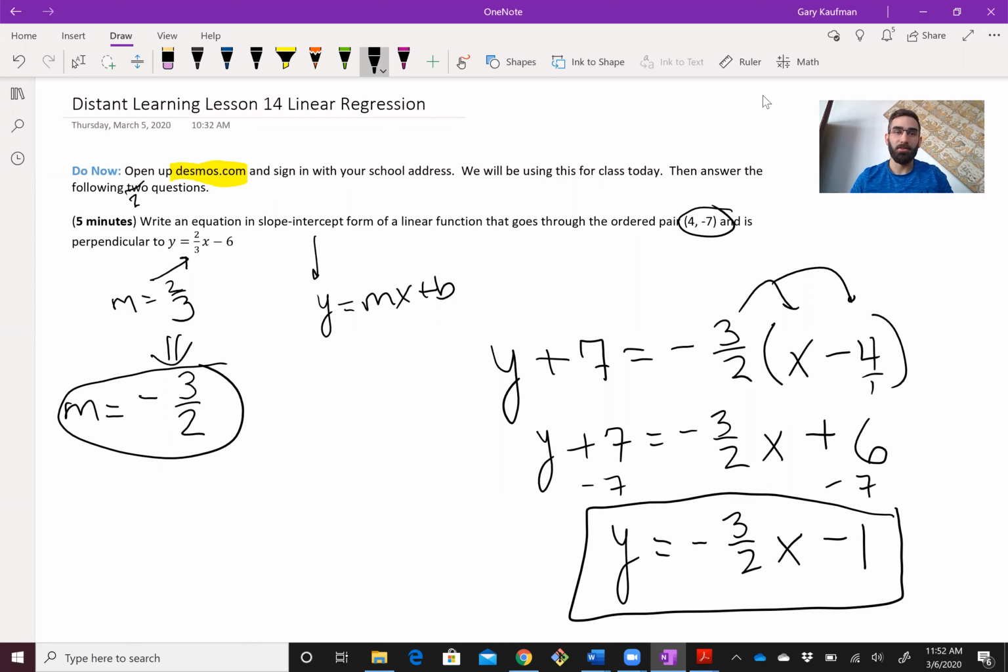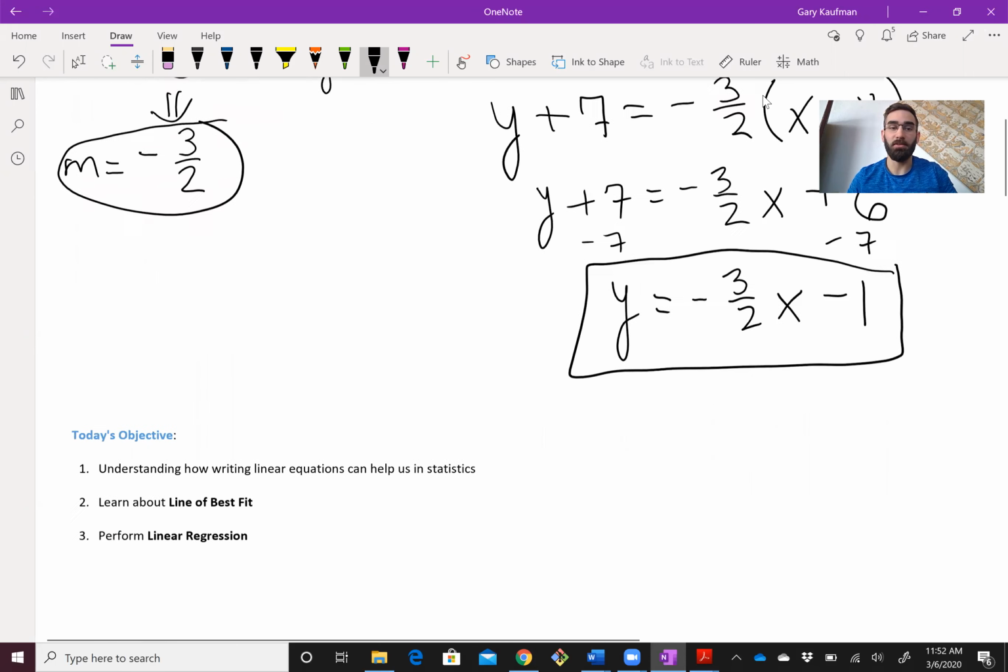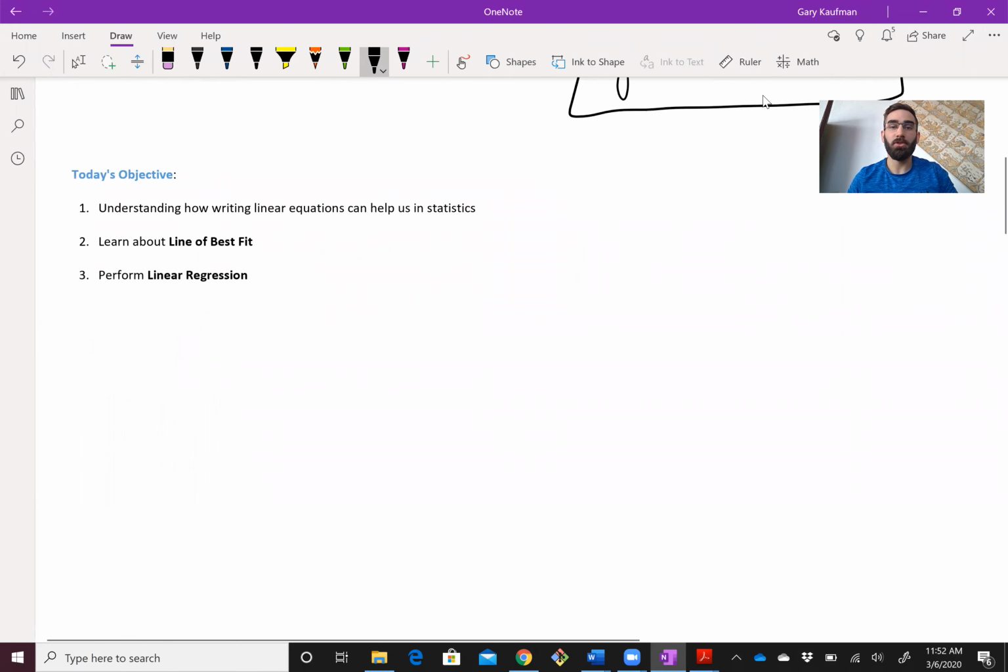Okay, so let's look at today's objectives. Today our objective is to understand how to write linear equations with statistics. So we're going to integrate some statistics today. We're going to learn about what the line of best fit is and what it means to perform linear regression. I bolded those words because they are new vocabulary for us today.